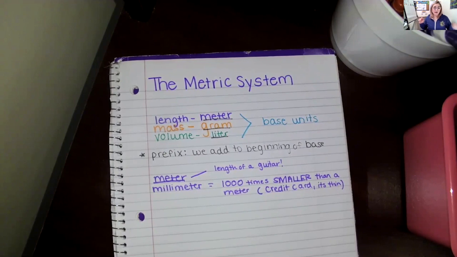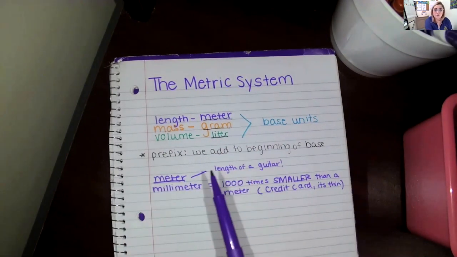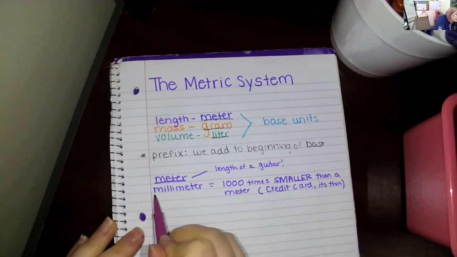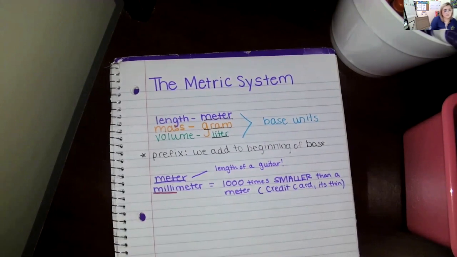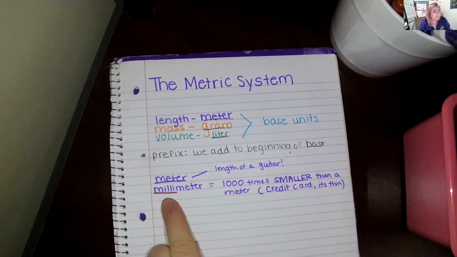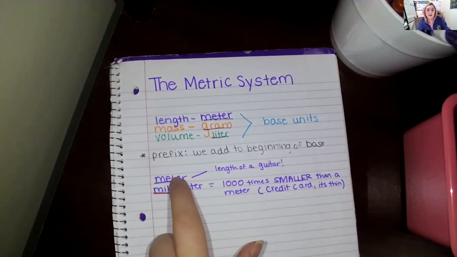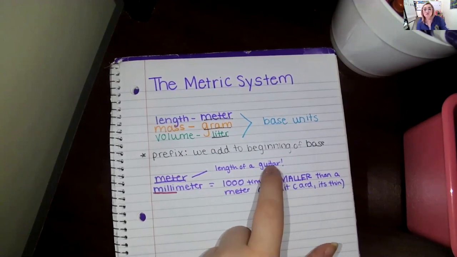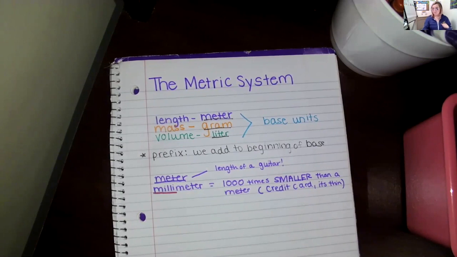So we've talked about the base unit of a meter. Now notice we added milli onto it, right? Milli, believe it or not, means 1,000. Because you might be like, no, okay. Think of it. That prefix means 1,000. So that's how we remember it's 1,000 times smaller than an actual meter, right? Think of how thin a credit card is. It's about 1,000 times smaller than the length of a guitar.